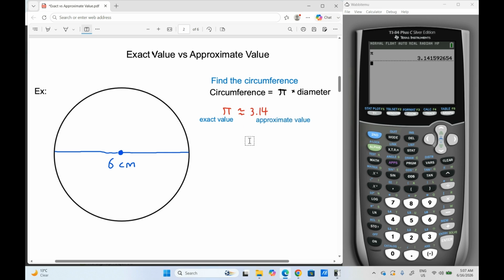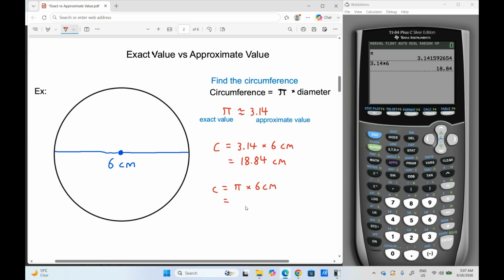Okay, now what's bad about using the approximate value? So let's say I want to do a calculation now. I'm going to let C represent circumference. If I use the approximate value instead, 3.14 multiplied by my diameter of 6 centimeters, let's see what answer I get. So 3.14 times 6. I get about 18.84 centimeters.